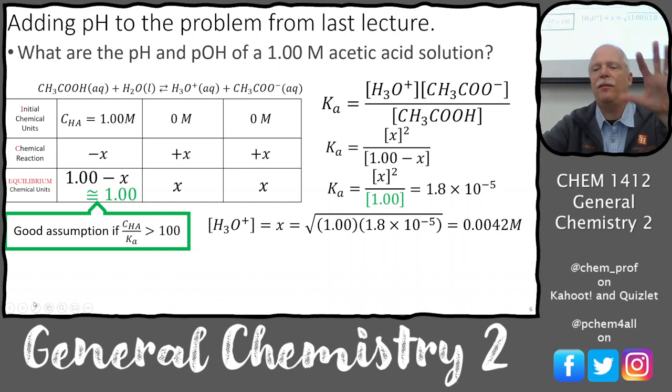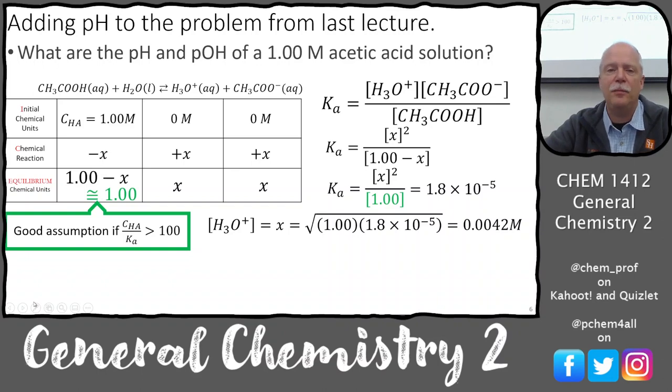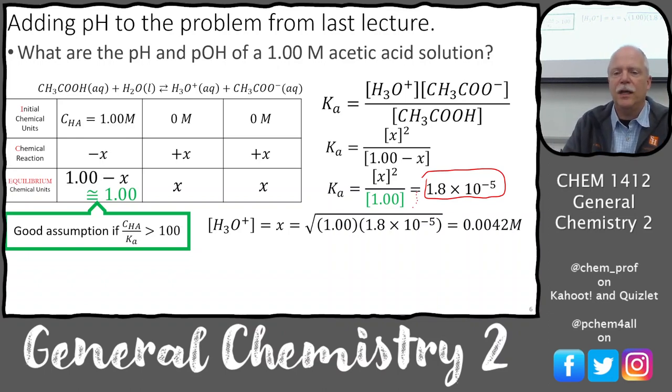So let's apply pH to that problem from last lecture. This is just a repeat of the problem we did last time. Last time I asked what the hydronium ion concentration was and what the hydroxide ion concentration was. But a lot of times problems just ask what the pH and the pOH are. And so we did this whole thing about 1 minus X being roughly equal to 1, and that's a good assumption if this CHA, this original amount of acid, divided by Ka, and in this case our Ka was 1.8 times 10 to the minus 5, is greater than 100, then our error will be pretty small. And so we can just get rid of this minus X, and then the problem is much easier.